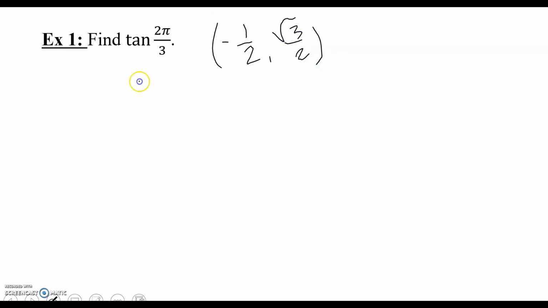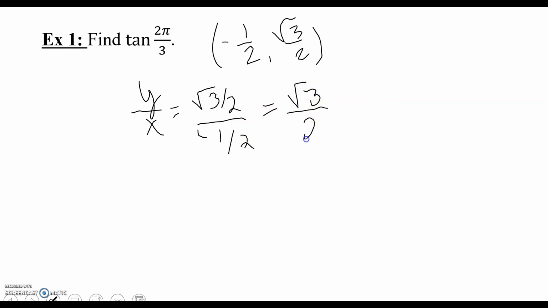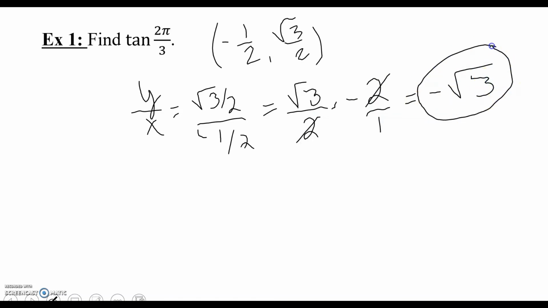So remember, tangent is equal to y over x. So that means we would do square root of 3 over 2 divided by negative 1/2, which when you divide fractions, you multiply by the reciprocal. So that would be negative 2 over 1. The 2's cancel. You get square root of 3 over 1, which ends up being negative square root of 3. So that is how you will find the tangent of 2 pi over 3.